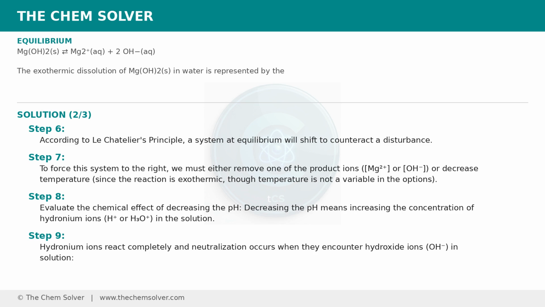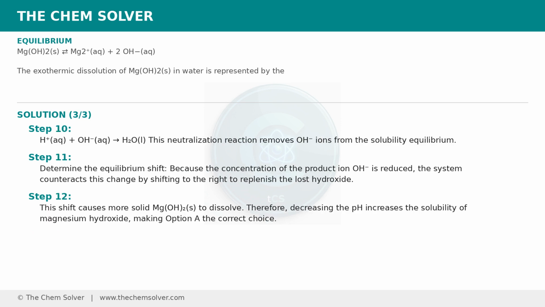Evaluate the chemical effect of decreasing the pH. Decreasing the pH means increasing the concentration of hydronium ions, H⁺ or H3O⁺, in the solution. Hydronium ions react completely and neutralization occurs when they encounter hydroxide ions, OH⁻, in solution. H⁺ plus OH⁻ gives H2O. This neutralization reaction removes OH⁻ ions from the solubility equilibrium.